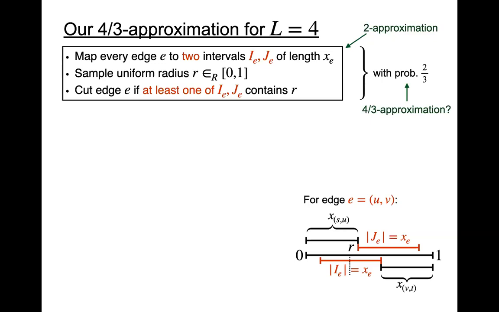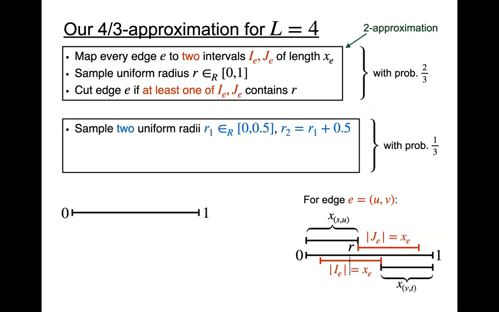So evidently that's a 4/3 approximation. Of course, with the caveat that it seems that with probability 1/3, the algorithm just destroys reality, and then you don't have to worry about approximating anything. So if you're not happy with that, then with probability 1/3, you have to do something else. So let's see what we do. In this cut, we don't sample one radius, but rather two uniformly random radii, one between 0 and half, and one between half and 1, and they're correlated. They're exactly distance half apart.